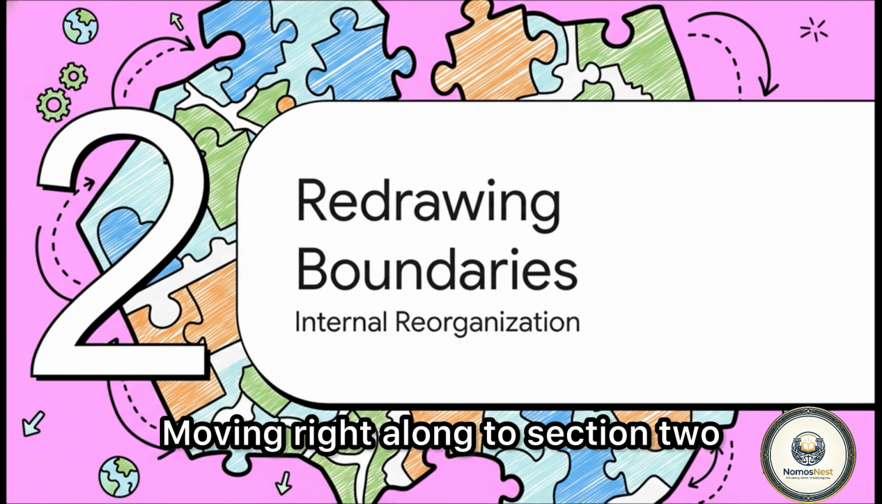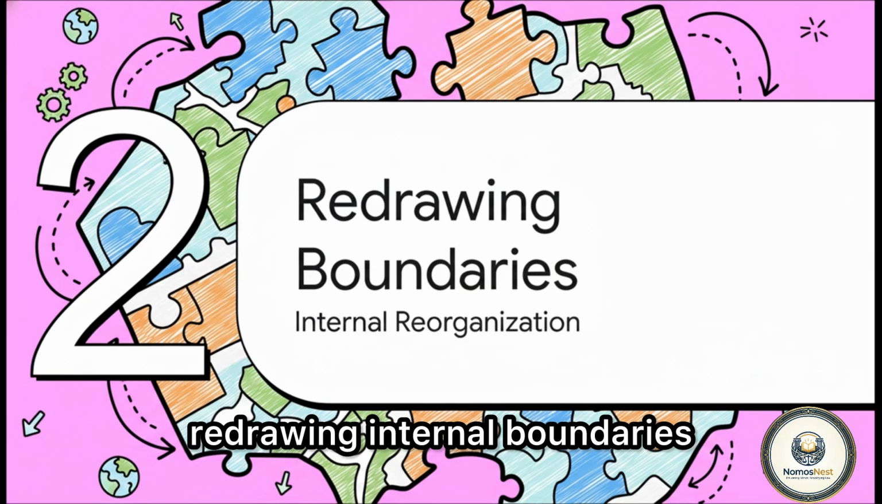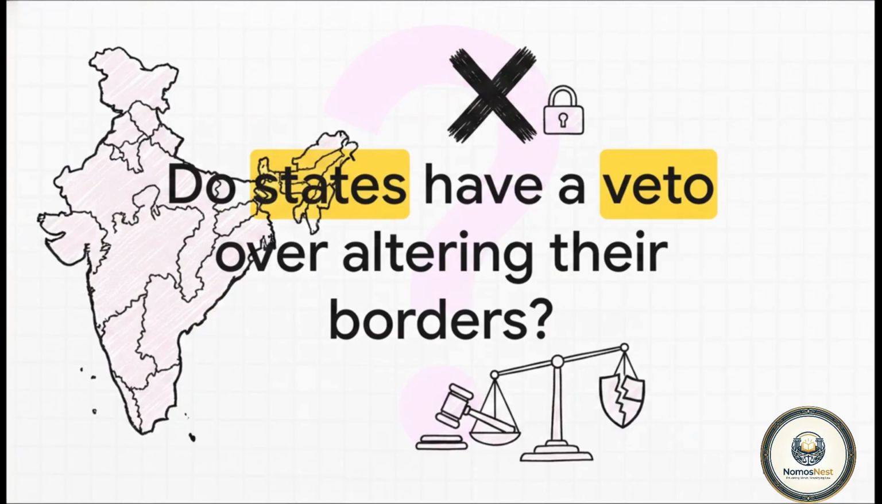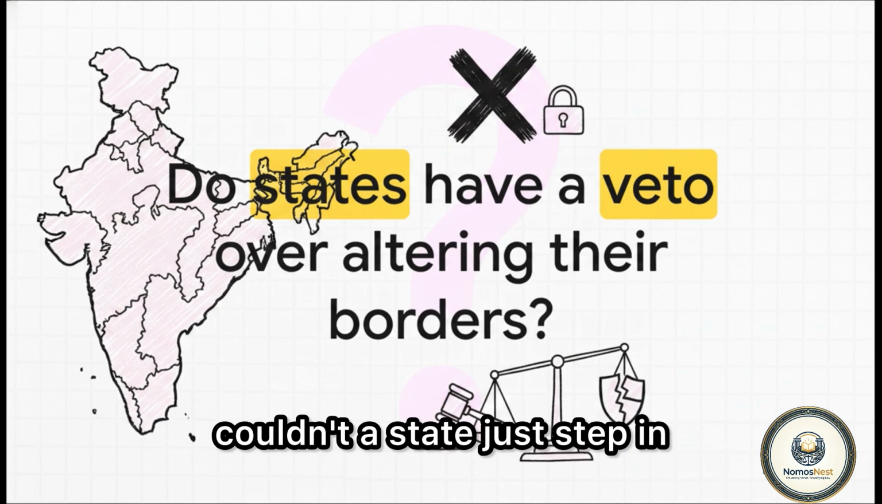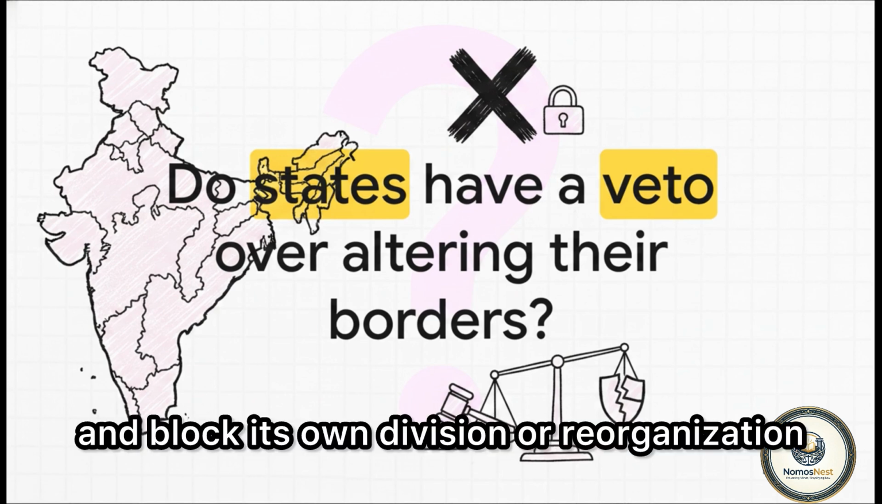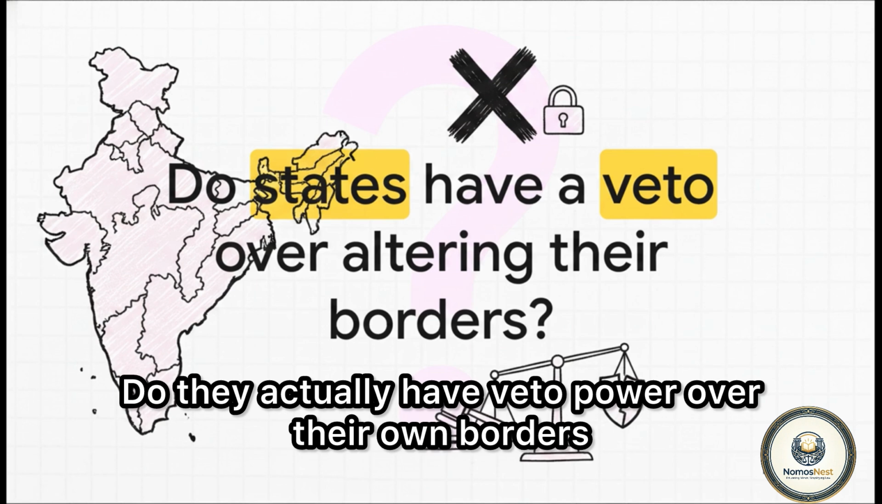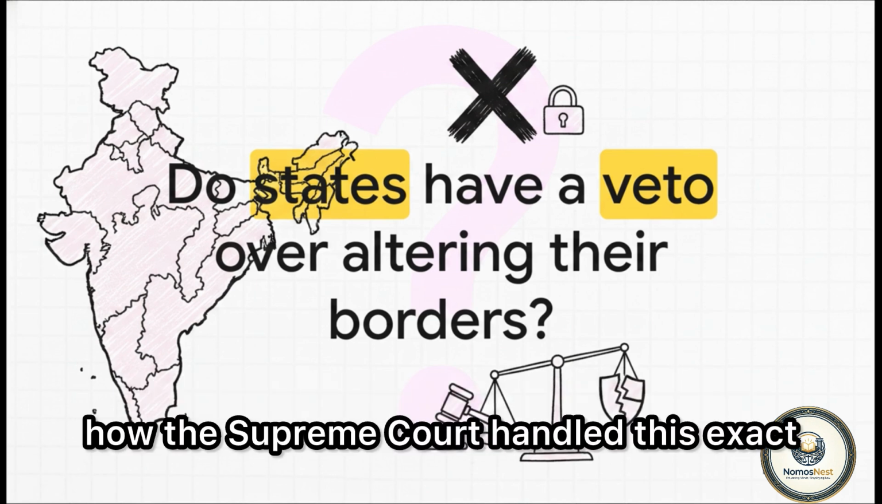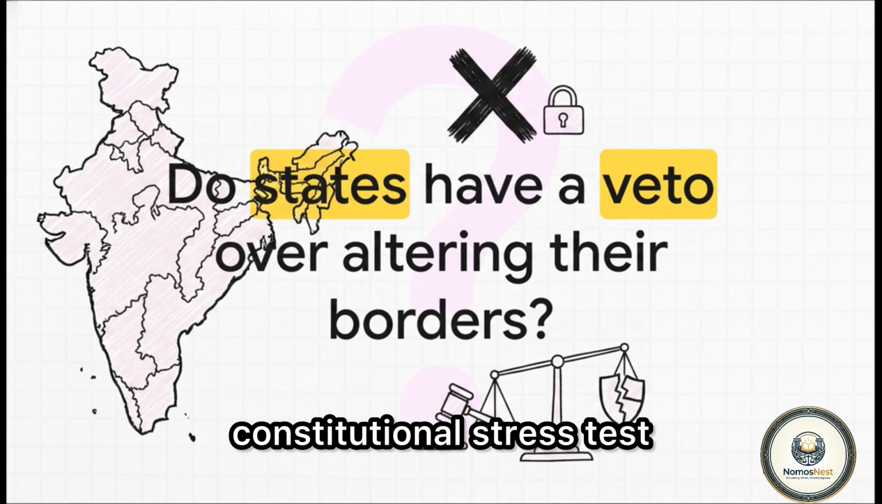Moving right along to Section 2, redrawing internal boundaries. So you might be logically wondering, in a union of states, couldn't a state just step in and block its own division or reorganization? Do they actually have veto power over their own borders? Well, let's look at how the Supreme Court handled this exact constitutional stress test.